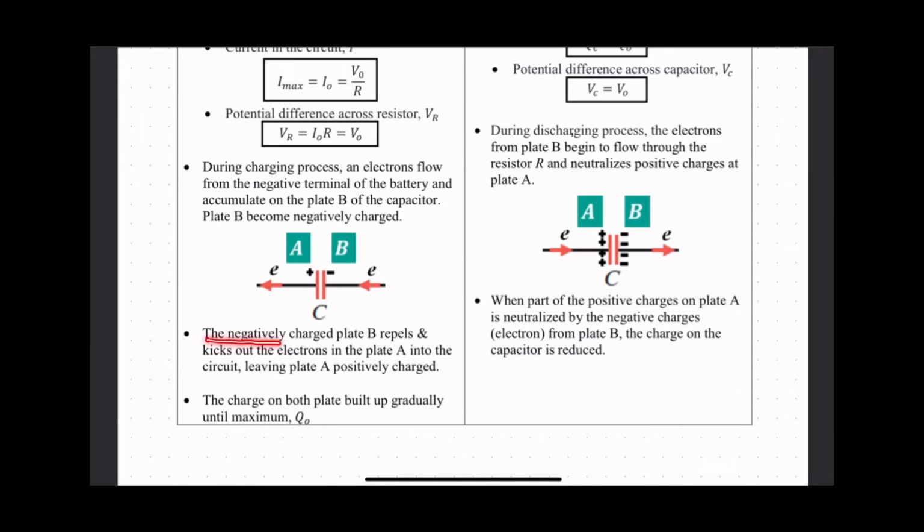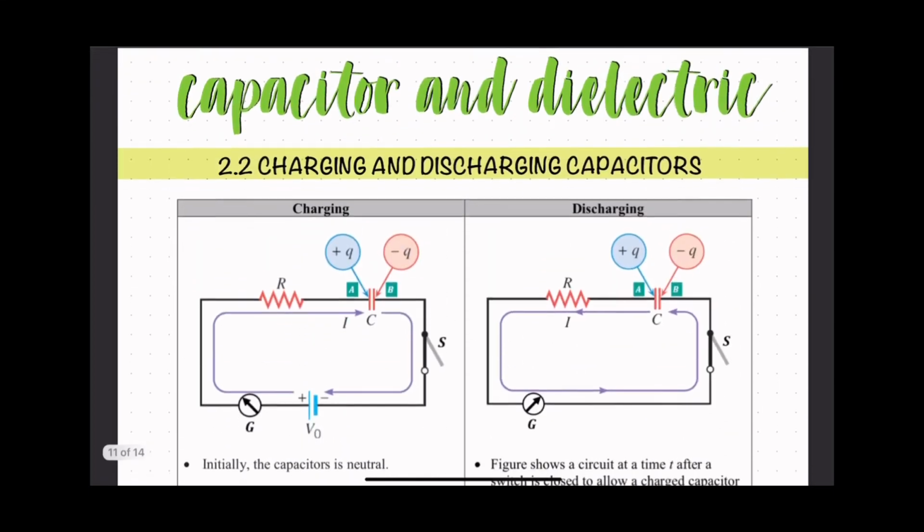Okay, so the negative charge at plate B, maksudnya negatively charged ni, maksudnya B dah jadi more negative lah. Okay, so dia akan repels and kick out the electron in the plate A into the circuit and leaving plate A as a positively charged. The charge on the both plate build up gradually until maximum Q0 is achieved. Okay, so saya terangkan sikit.